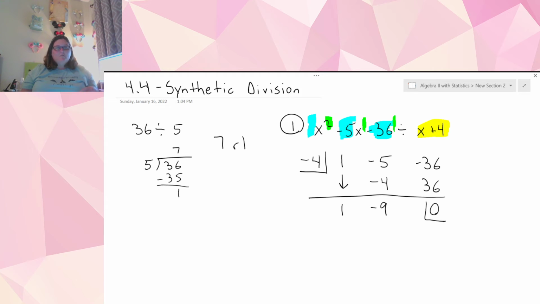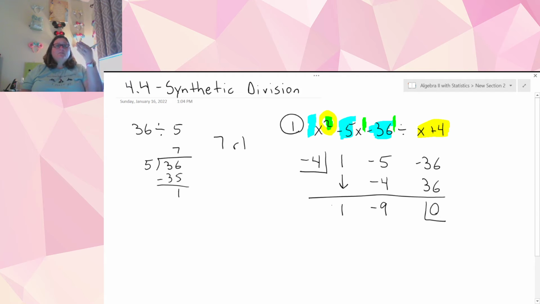So we'll talk about what to do when we do have a remainder later, but I just want to talk about how to set up our answer. So our answer is going to be a polynomial of some sort. So what I need to do is, I'm going to highlight again, I need to look at my original problem and what I started with. I started with a degree of 2. Okay, my exponent was 2 at the beginning.